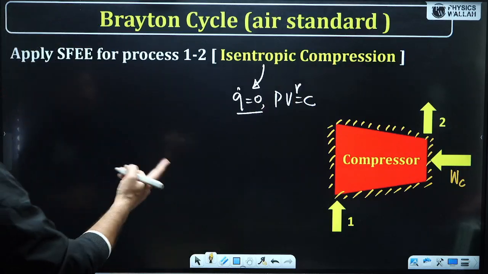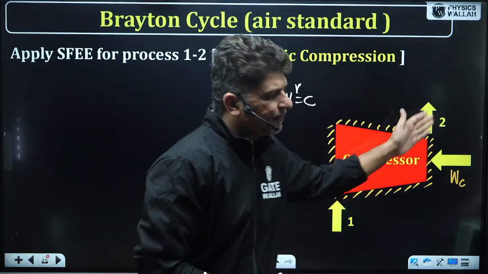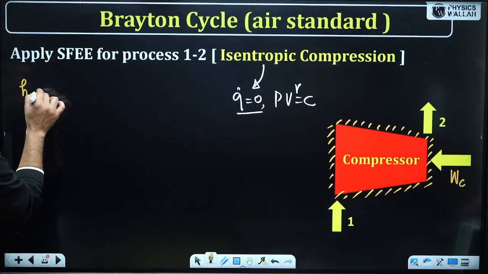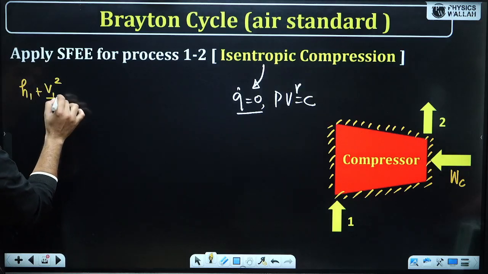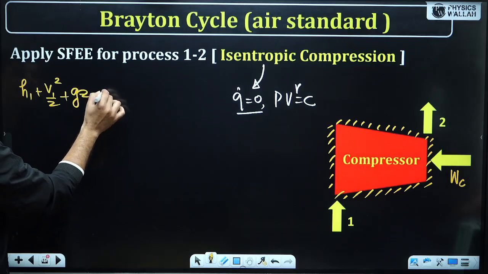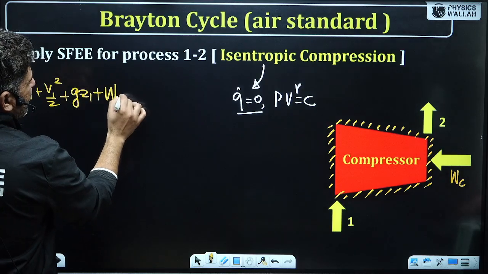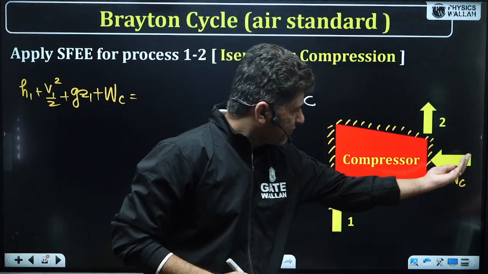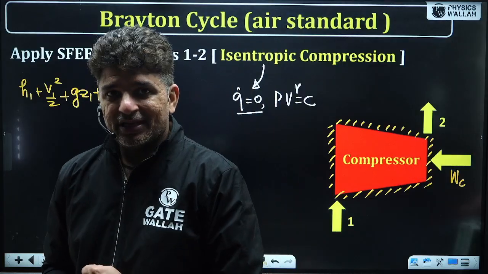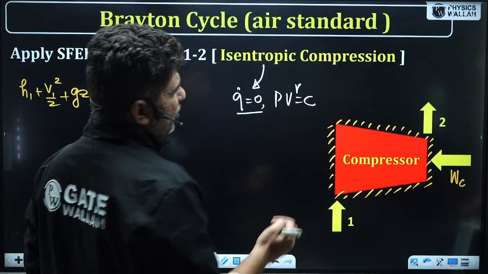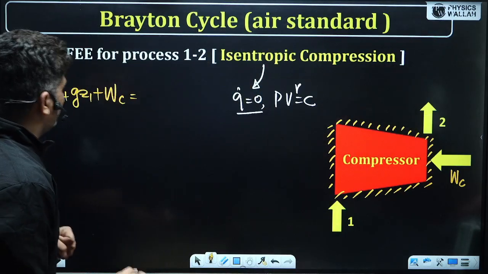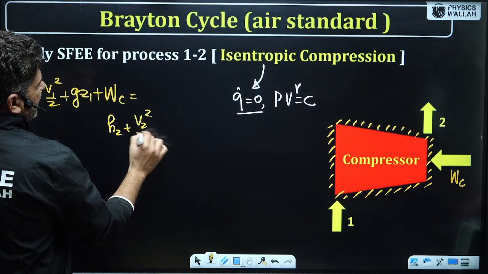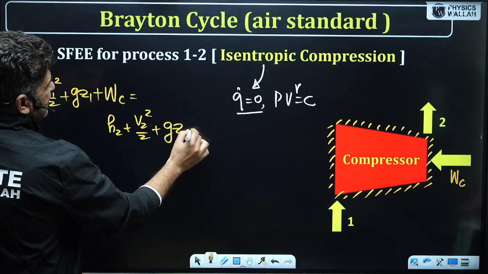So if I have to use the steady flow energy equation over here, can I say the energy which is coming in is H1 plus V1 square by 2 plus Z1, plus work of compressor. This is the energy coming in, H1, V1 square by 2, Z1 from here, and work of compression from here. So that is the total energy coming in. And what will be the energy going out? Energy going out will be from there. So it is H2 plus V2 square by 2 plus Z2.